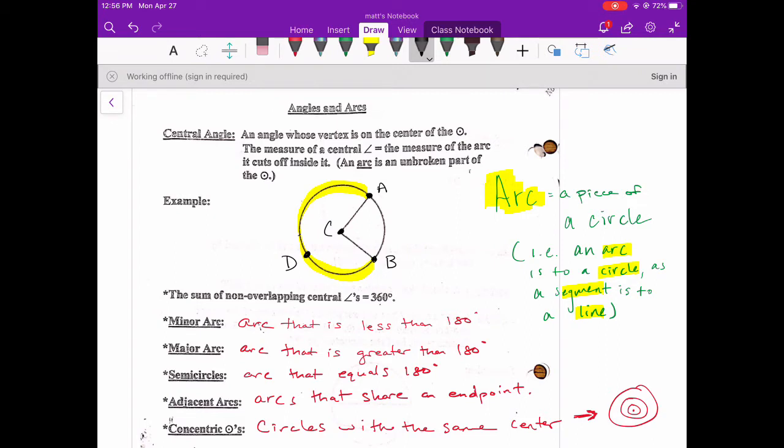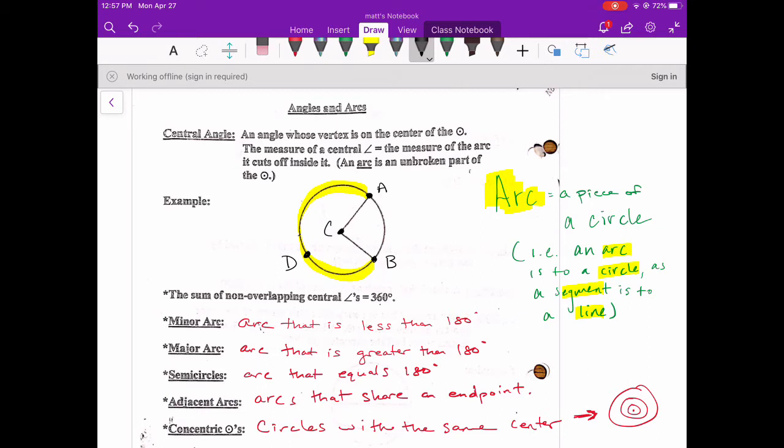Now, some of you might be thinking, well, what's so special about 180? Well, remember, if a full circle is 360 degrees, 180 is half of that. So a semicircle is really kind of your guide. So a semicircle is an arc whose measure is 180 degrees. A semicircle is half of a circle. So you would see the diameter using that semicircle to make half of a circle there.